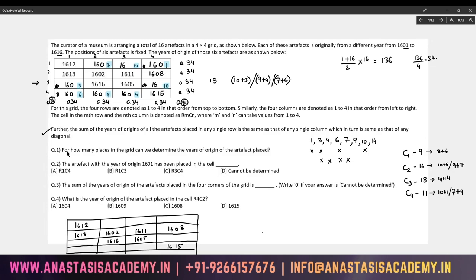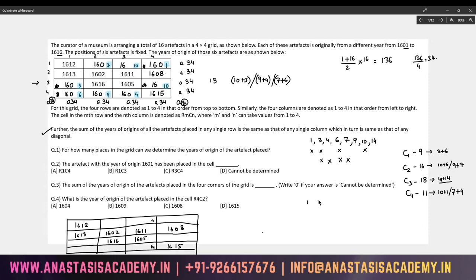So for the first question, for how many places the grid can be determined? Oh, first let me solve this. Last time we had started off by allocating 3 and 6. This time let's start with 4 and 14. Column 3 this time. I know 14 goes at the top and 4 goes at the bottom. So let me deliberately take the wrong case here. Let's say 4 goes here and 14 goes here.